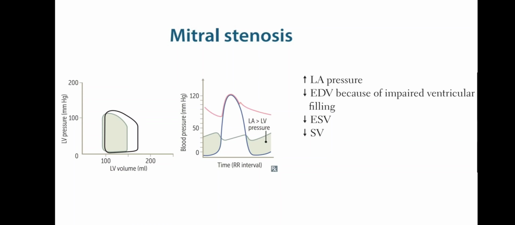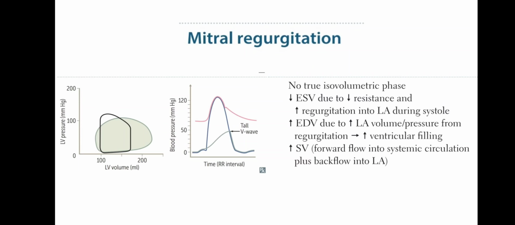In mitral stenosis, there is increase in left atrial pressure, decrease in end diastolic volume because of the impaired ventricular filling, and decrease in the end systolic volume and stroke volume. In mitral regurgitation, there is no true isovolumetric phase. There is decrease in end systolic volume due to decreased resistance and increased regurgitation into the left atrium during systole.